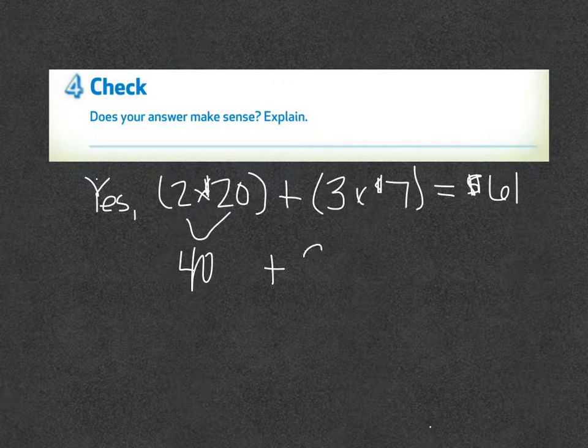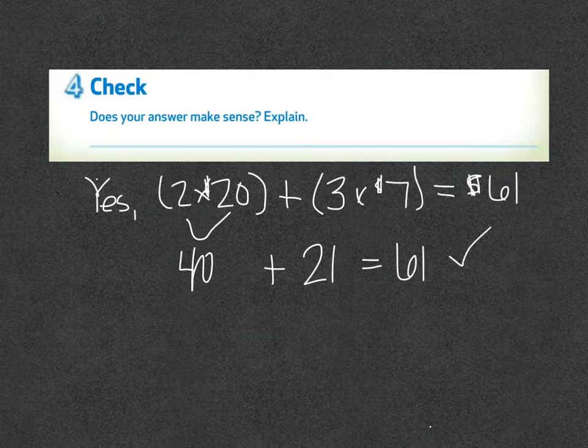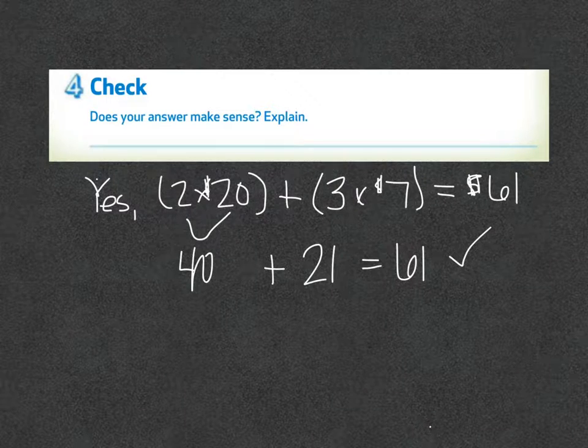3 times 7 is 21, and 40 plus 21 equals 61. That checks out. Yes, it makes sense. So let's kind of do it on our own here.